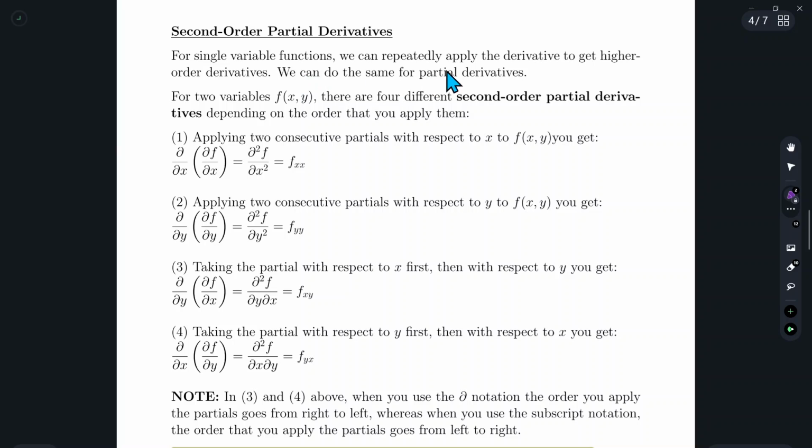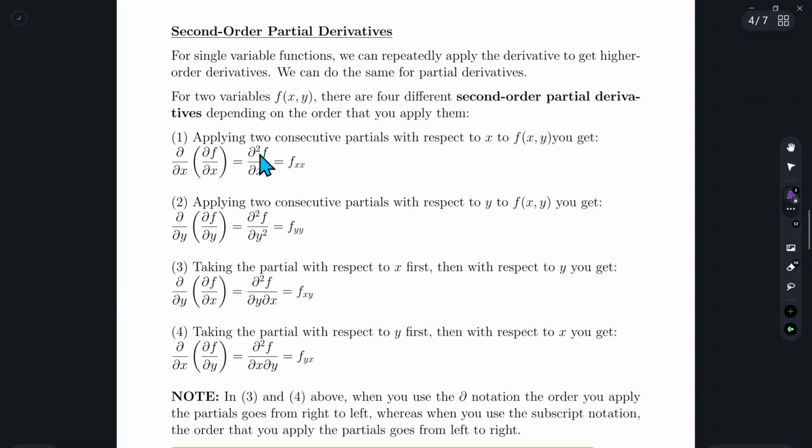So we can sort of do the same thing for partial derivatives, but because for partial derivatives you do it separately for each variable, you can mix and match the different partial derivatives in different ways. So for a function of two variables, there are four different second order partial derivatives depending on which order you apply them. So for example, if you apply two consecutive partial derivatives with respect to x, you get this.